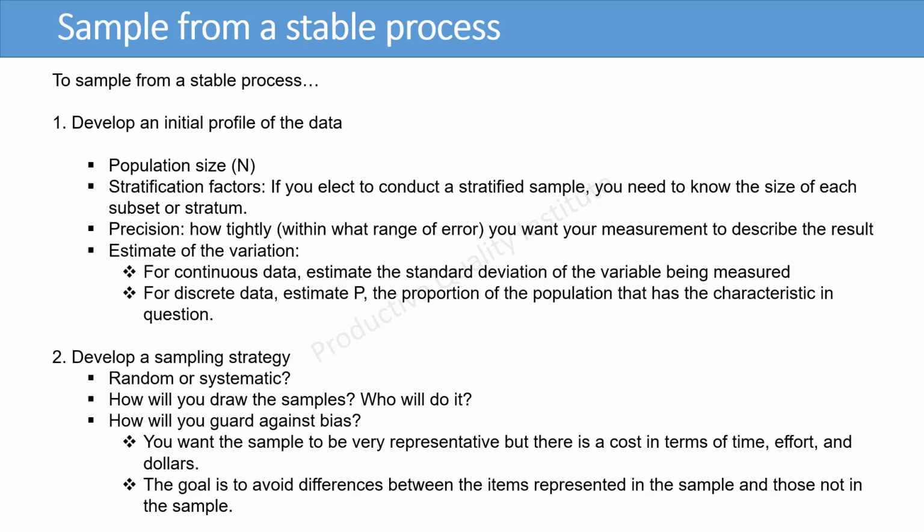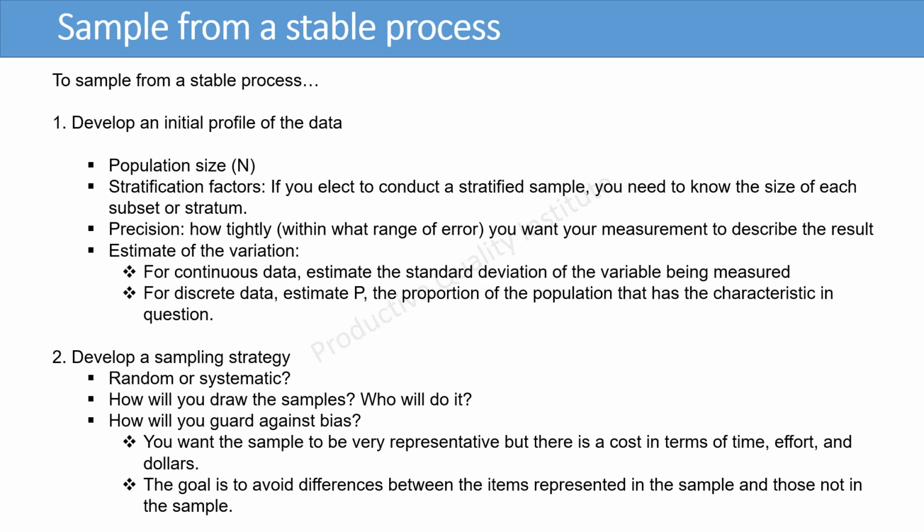To sample from a stable process, 1. Develop an initial profile of the data: population size, n, and stratification factors. If you elect to conduct a stratified sample, you need to know the size of each subset, or stratum.